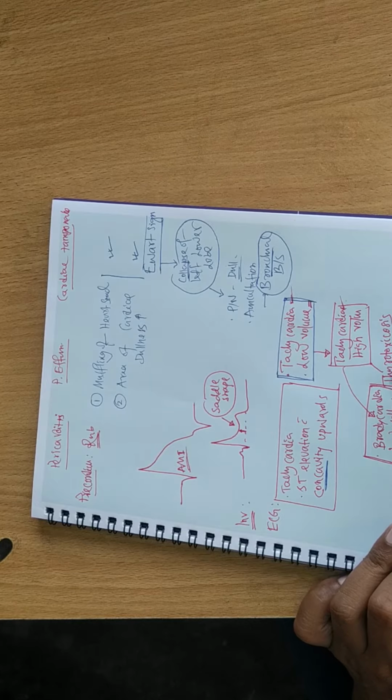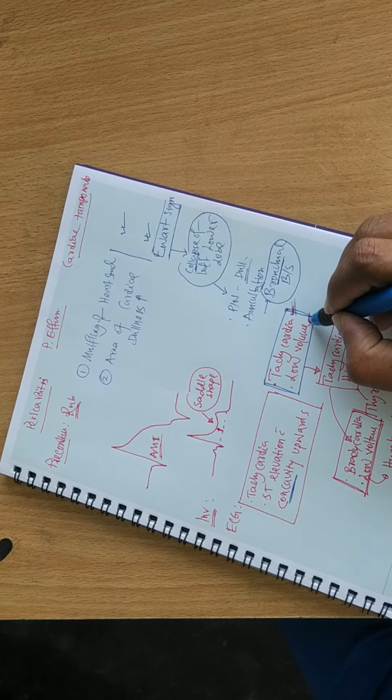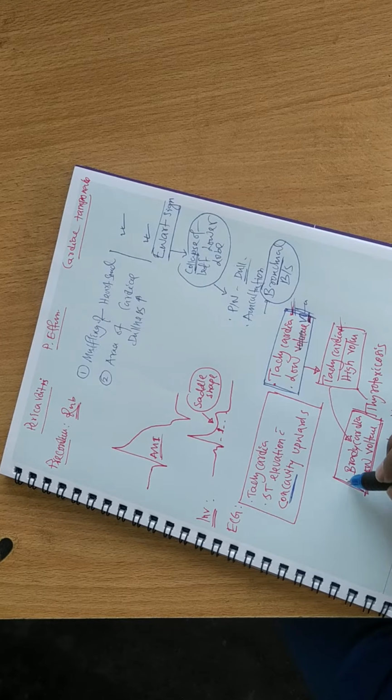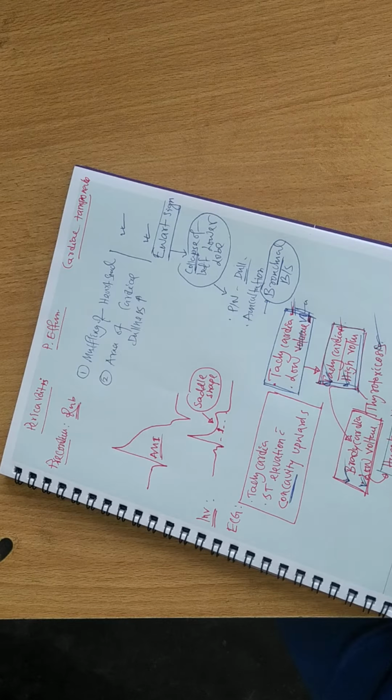hypothyroidism. So look very carefully here. Tachycardia with low voltage, then the diagnosis is pericardial effusion. If there is bradycardia and low voltage, then the diagnosis will be hypothyroidism. And if there is tachycardia and high voltage ECG, then this will be thyrotoxicosis. Okay. So this is the finding of pericardial effusion.